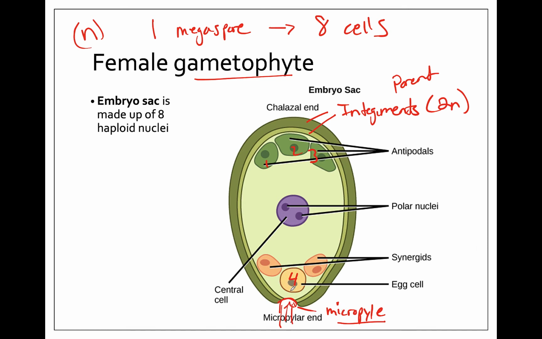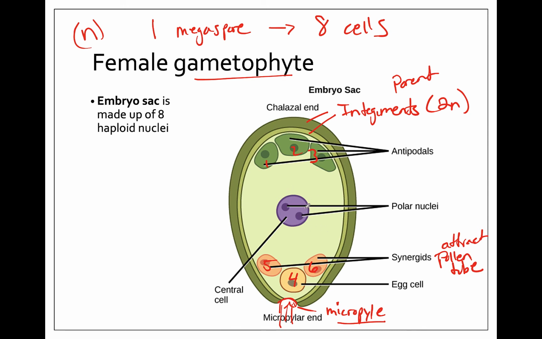So it makes sense that the egg would be right here next to the micropyle where the sperm are going to enter. We have some more cells. There are 2 synergids here, so this is 5 and 6. And these synergids are going to release proteins that attract and guide the pollen tube. So these attract the pollen tube so that the sperm can actually get to where the egg is.